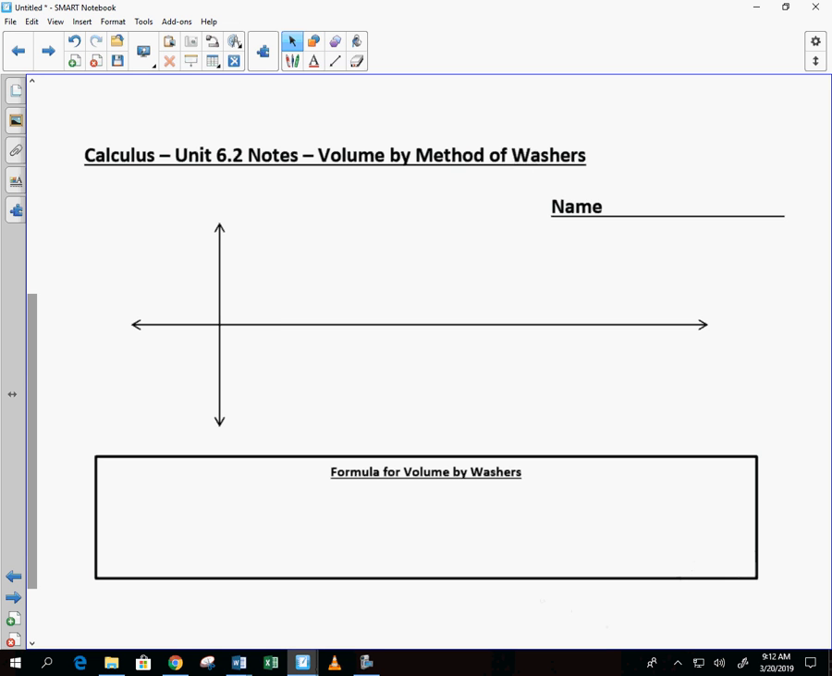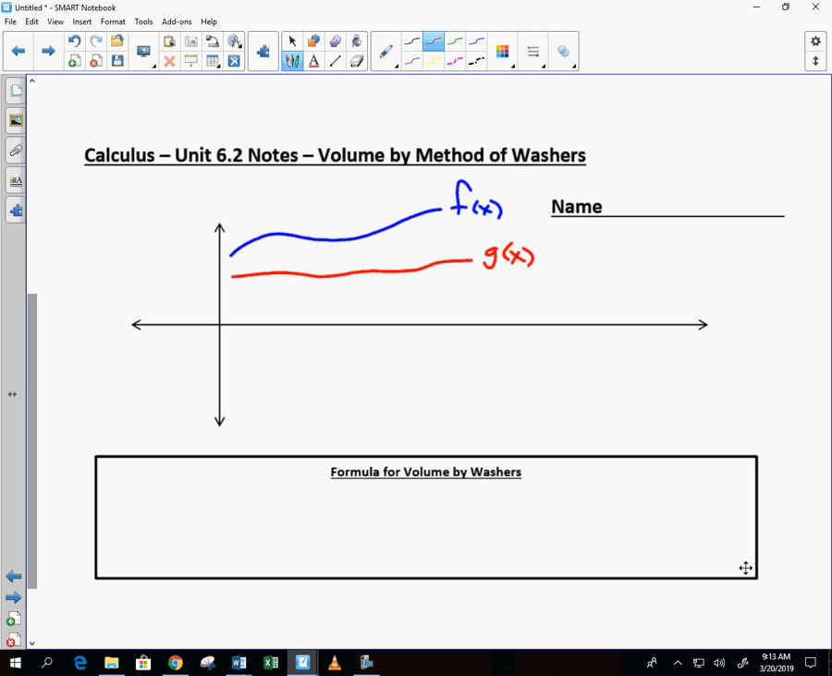So here we go. Volume by washers. F of x, g of x. We learned how to find the area between two curves, did we not? And it was cool, wasn't it? Now what we're going to do is take that area that we found between the two curves, and what do you think we're going to do with it? Rotate it around the x-axis.